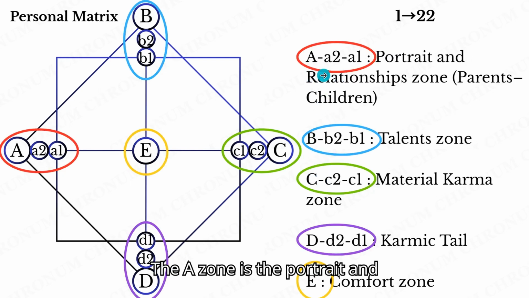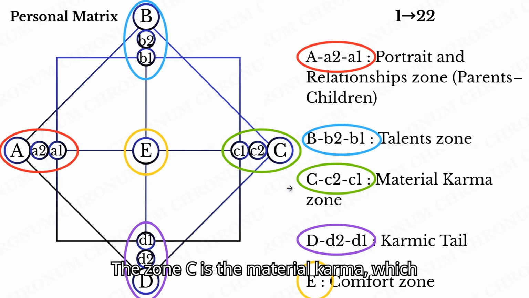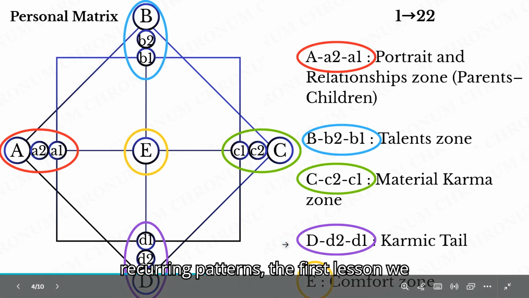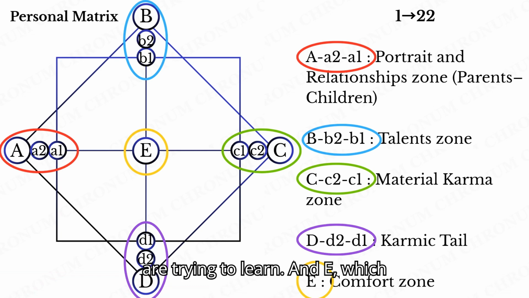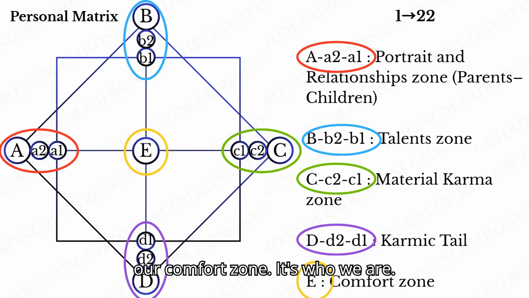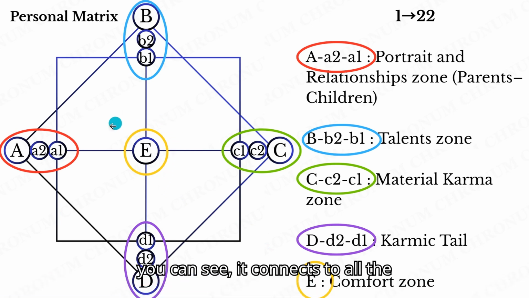The A zone is the portrait and relationship zone. That is the environment of our childhood and the parent-child dynamic. The zone B is the talent zone, what comes naturally to us and can be developed. The zone C is the material karma, which is finances and work. The zone D is the karmic jail, recurring patterns, the first lesson we're trying to learn. And E, which is the sum of the previous zones, is our comfort zone. It's who we are. This zone is very important because, as you can see, it connects to all the other zones of our matrix.